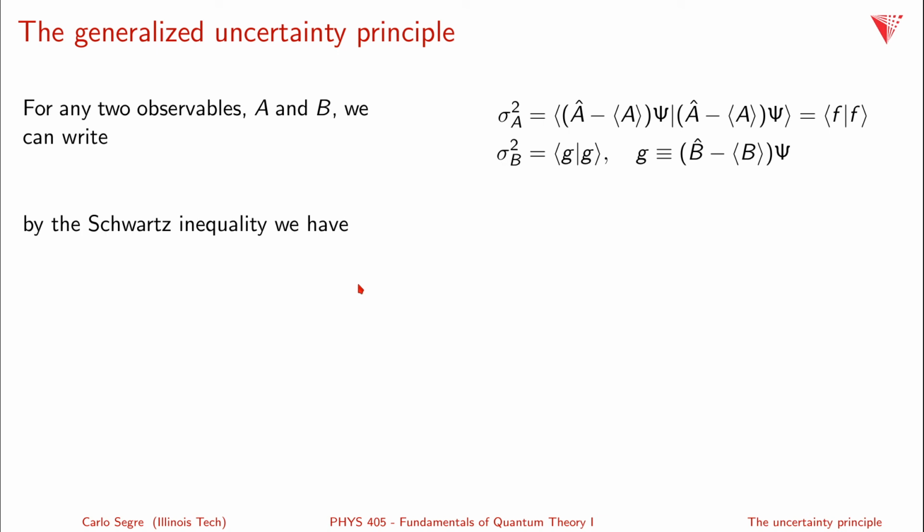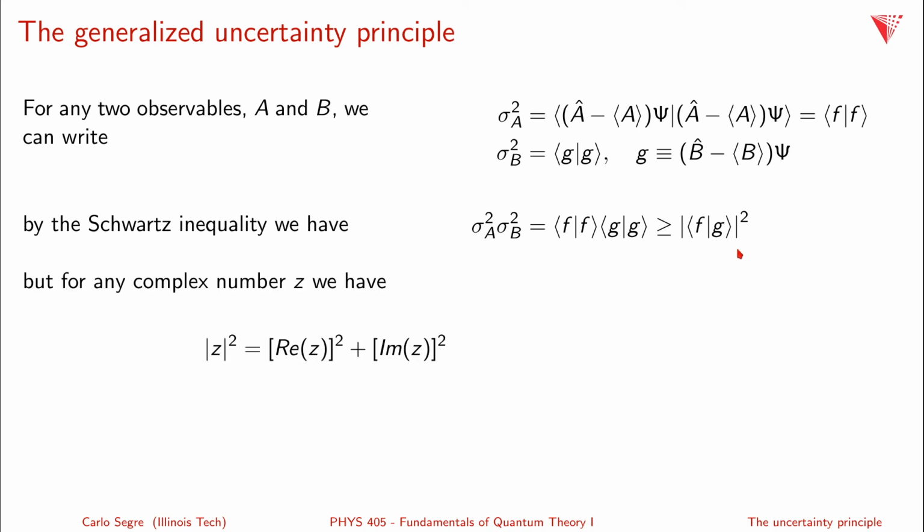If you recall the Schwarz inequality, it stated that if we take this sigma A squared times sigma B squared, which is just the product of the two inner products of F and G, this must be greater than or equal to the inner product of F with G, modulus squared. So let's recall, before we keep going, where we stop now.